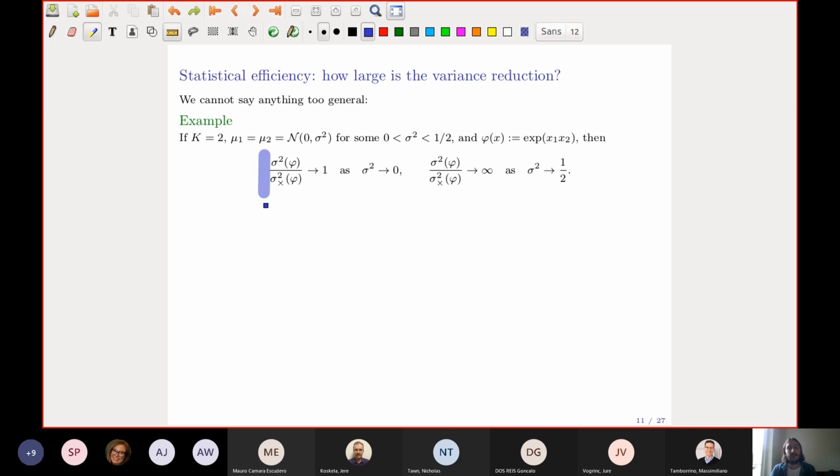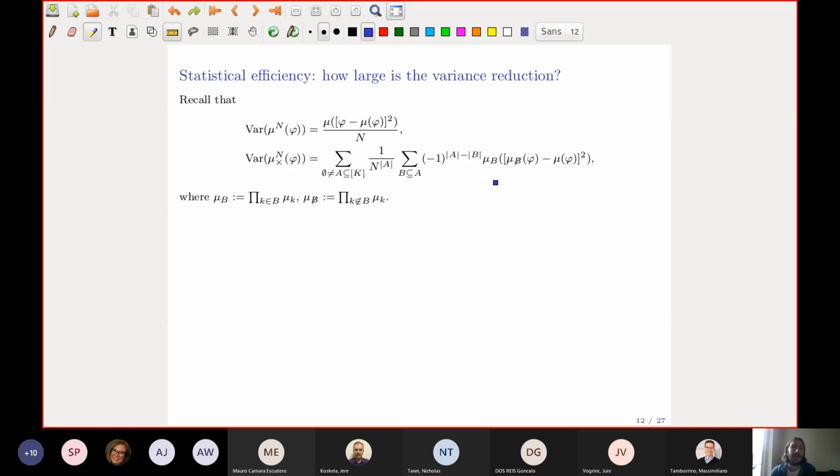In other words, in this case, we have no variance reduction at all. And in this case, we have as much variance reduction as you possibly want. And by moving sigma between these two values, you can hit anything in between. So in order to say anything more detailed about the variance reduction, you're going to have to restrict the type of mu's and phi's that you have, right? And then you can hope to say something a little bit more special.